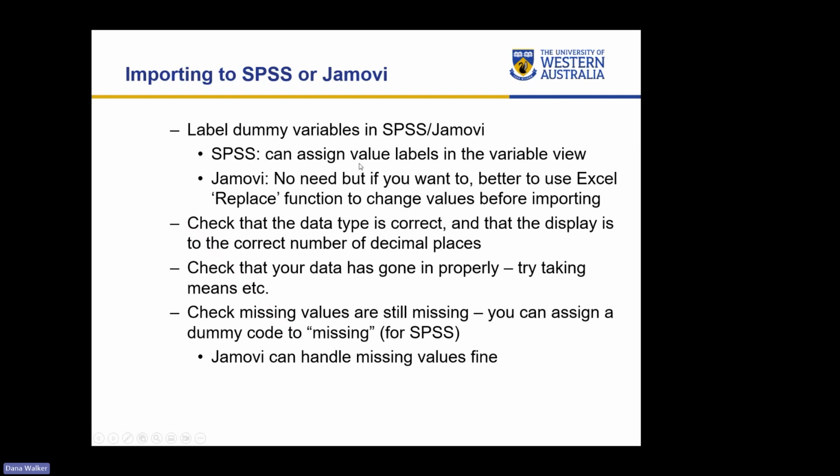So SPSS, you can assign value labels in the variable view. Jamovi, there's no need. But if you want to, you can use the Excel replace and then move it into Jamovi. It's up to you. Make sure that you check your data type is correct. So in Jamovi, you have different data types. So you have nominal, ordinal, continuous, and I believe SPSS has the same functions. Please make sure that you put it in the right data type. If you're not sure, Google it.